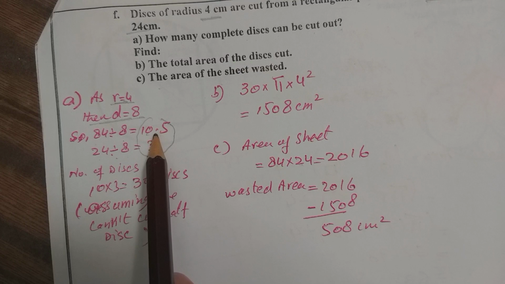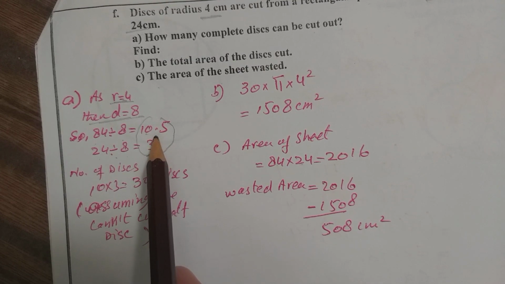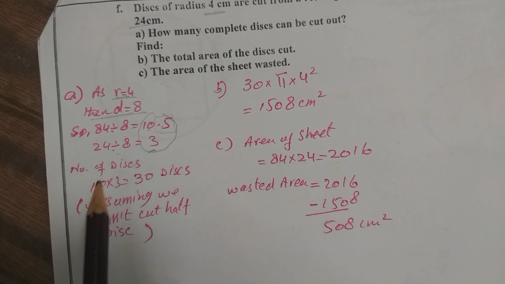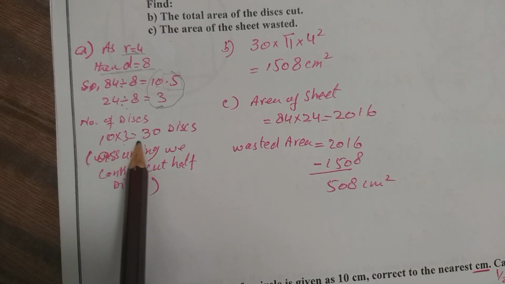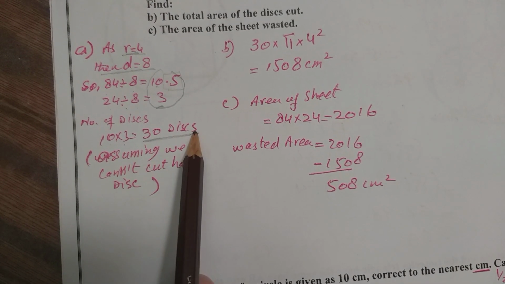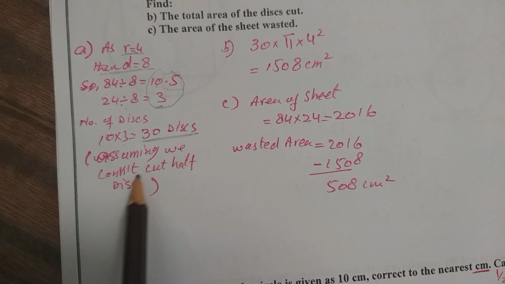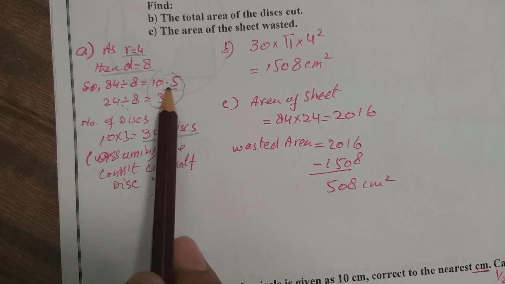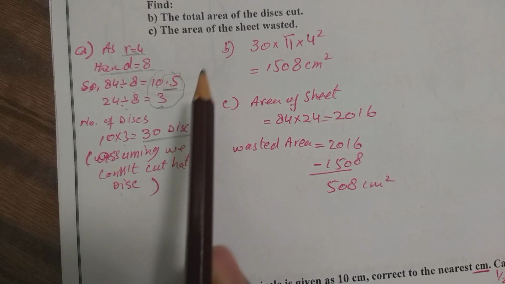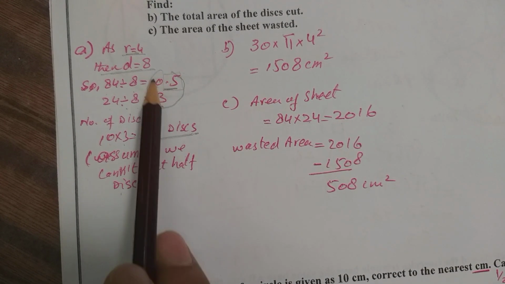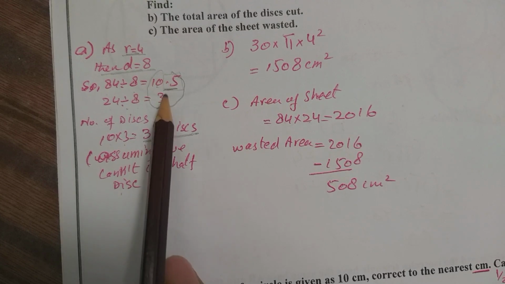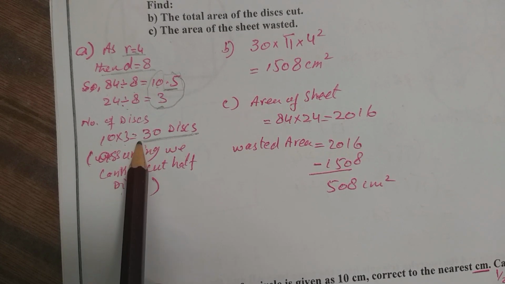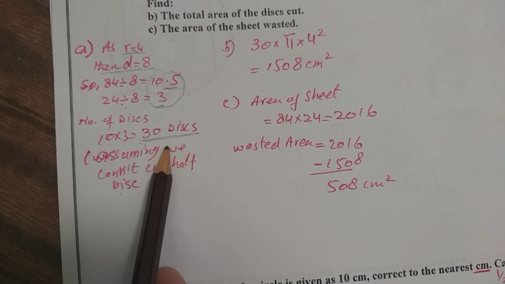But we need complete discs, not half discs. So remove the 0.5: the number of discs is 10 times 3, which becomes 30 complete discs, assuming we cannot cut half a disc. We just take the integer value, the complete circles. So we take 30 discs.